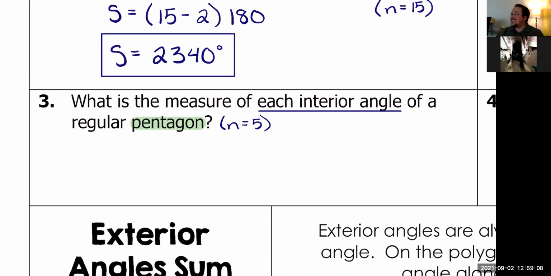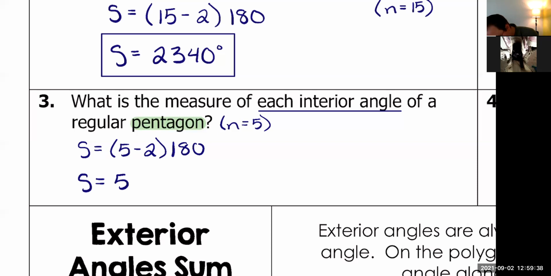Before we can find each angle, we need to find the total. Now times 5. Don't forget your formula. S equals 5 minus 2, because it's not based off of how many sides it has. It's based off of how many triangles are in it. And that's always 2 less than the number of sides. Then that's what we multiply by 180. So I get that the total is 540.